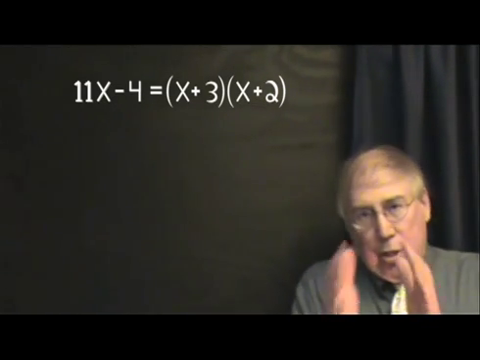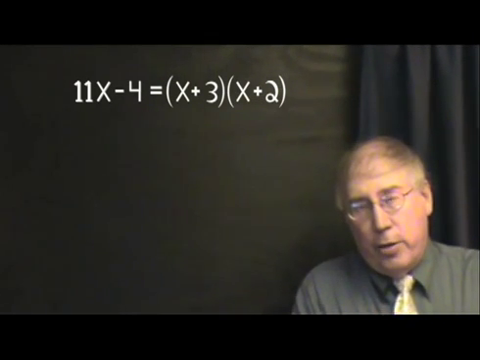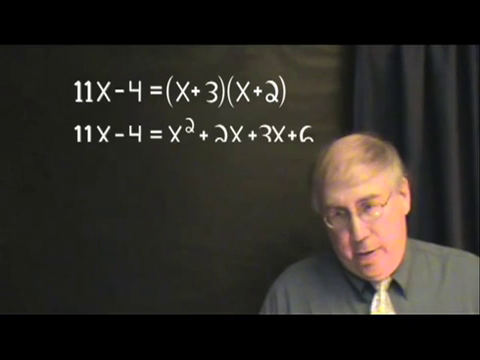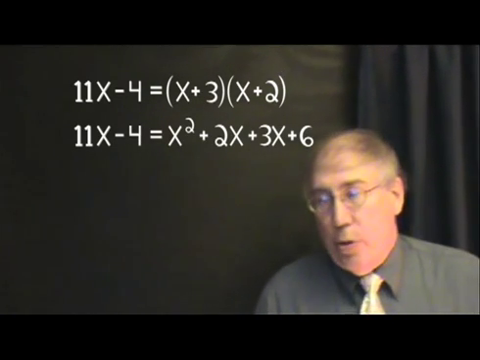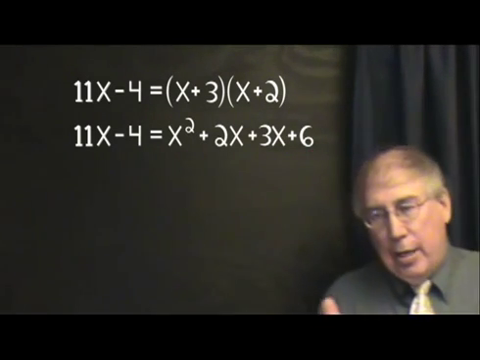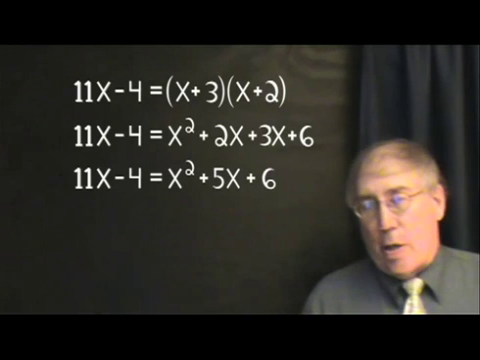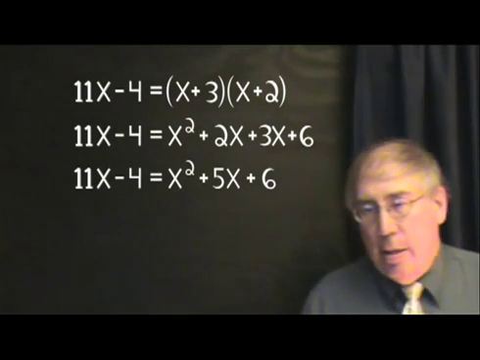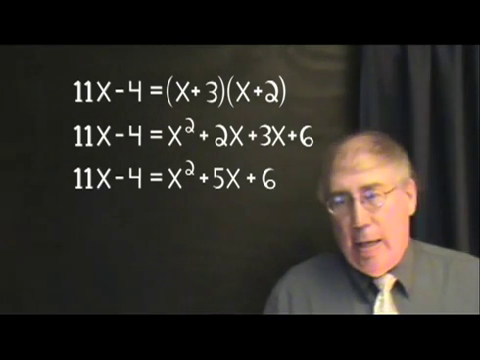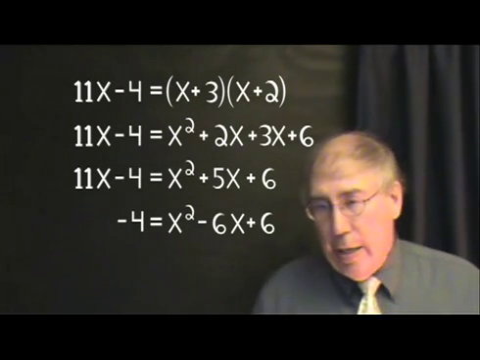Now, on this one here, on the right-hand side, we need to multiply those two factors together first. And so we'll get x squared plus 2x plus 3x plus 6. Now you can add the 2x and the 3x together there on the right-hand side, and it's going to be 5x. And now let's subtract 11x from both sides.